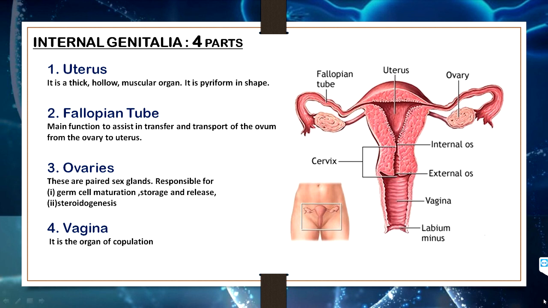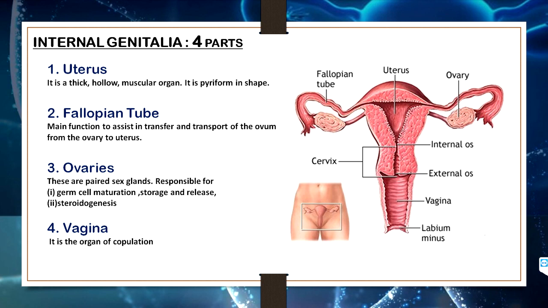Now I will discuss internal genitalia. Internal genitalia are generally placed internally, meaning we cannot see them on external examination. As you can see from the slide, internal genitalia has been divided into 4 parts. First is the uterus, second the fallopian tube, third the ovaries, and the fourth the vagina.